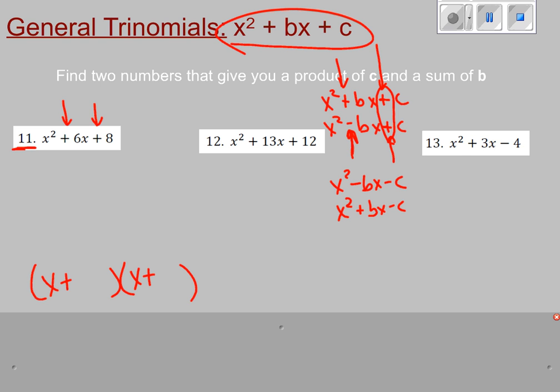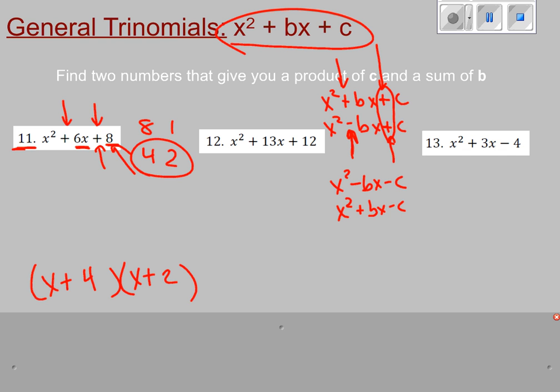So now how do I figure out what goes where? Well, here's where I kind of work backwards. Look at number 8. What multiplies to 8 but adds up to 6? So I got to start thinking, factors of 8. What factors of 8 multiply to 8 and add up to 6? Well, 4 and 2. So that's going to be just 4 and 2.